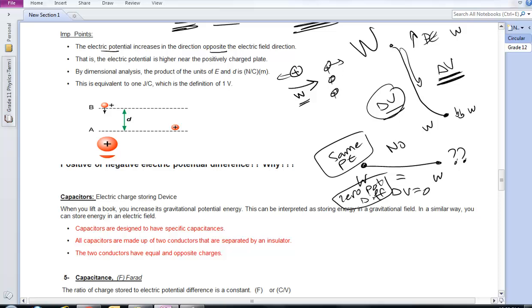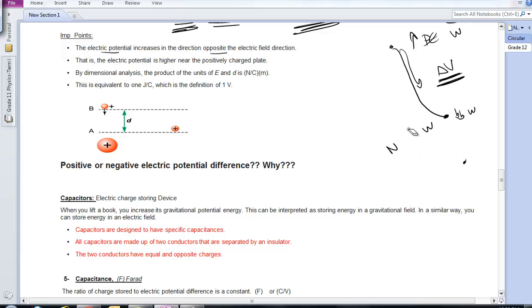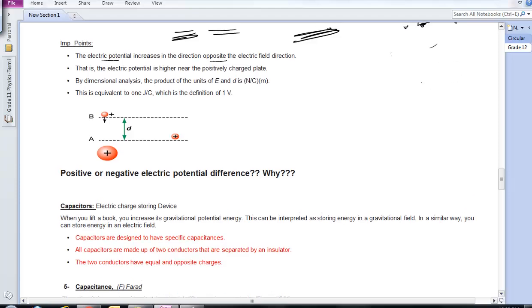The dimensional analysis of E: we mentioned that E is equal to F over Q, which means that the unit is Newton per Coulomb. Here, E is equal to F over Q, which means Newton per Coulomb.